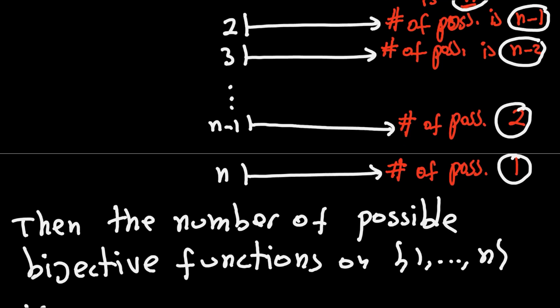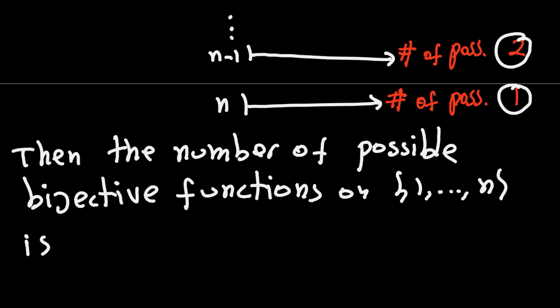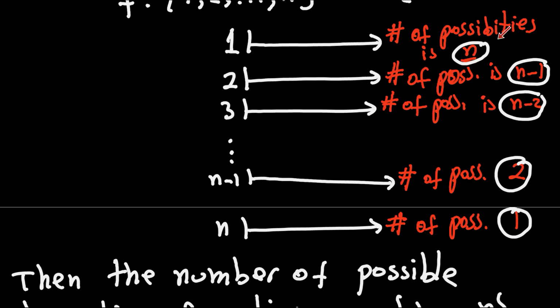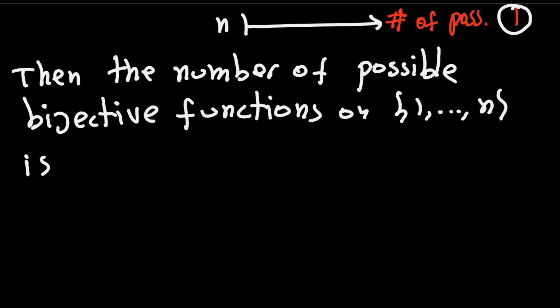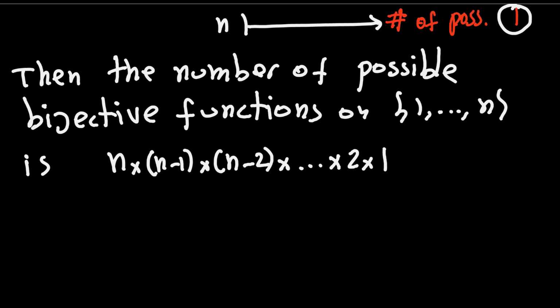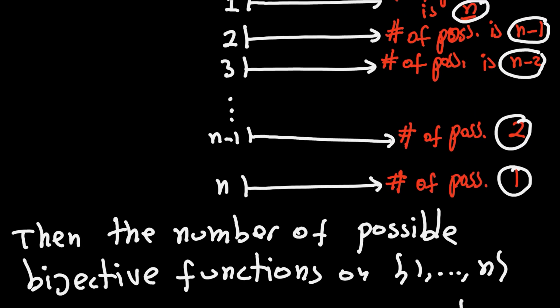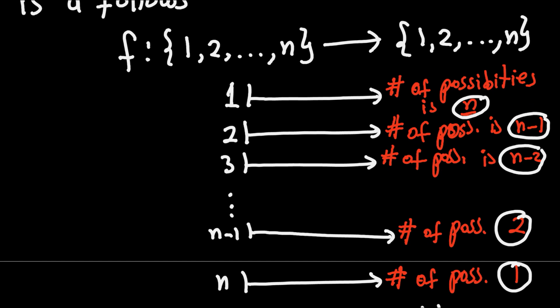So by the multiplication principle of counting, the number of possible bijective functions here is the multiplication of all these possibilities. If you multiply that out, the number of possibilities will be n times n minus 1 times n minus 2, and so on, until you get to 1, and this is exactly n factorial. That's the definition of n factorial. That gives me the number of bijections from this set into this set.